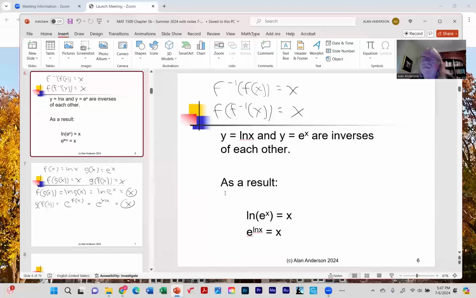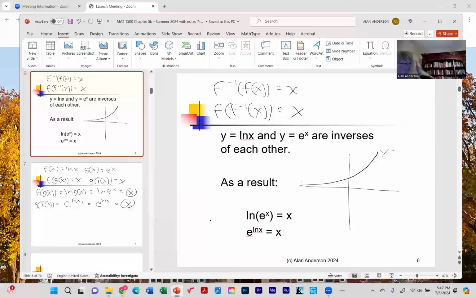Sometimes you can tell by looking at a graph. Sometimes it's not so straightforward, but just as a rough idea, okay, well, it's not perfect, but you can kind of see what it's going to look like. It's almost like there's a mirror here, and they should be mirror images of each other.